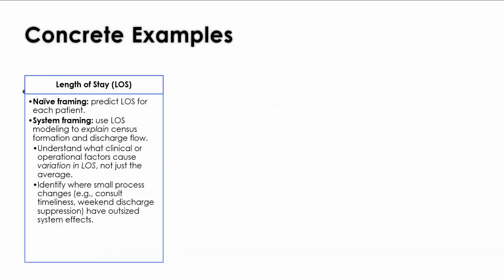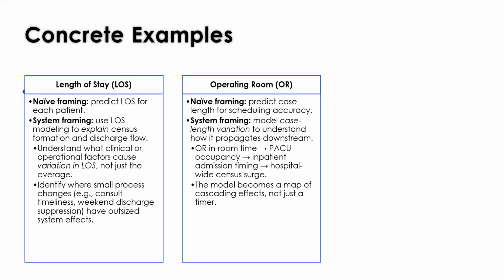So a few more concrete examples. If you were framing this naively, length of stay you would think of as just that task. But if you were to frame this in a system's way, you'd be using length of stay for modeling and explaining formation of census to understand what operational factors cause the variation and identify where small process changes might help have outsized system impact.